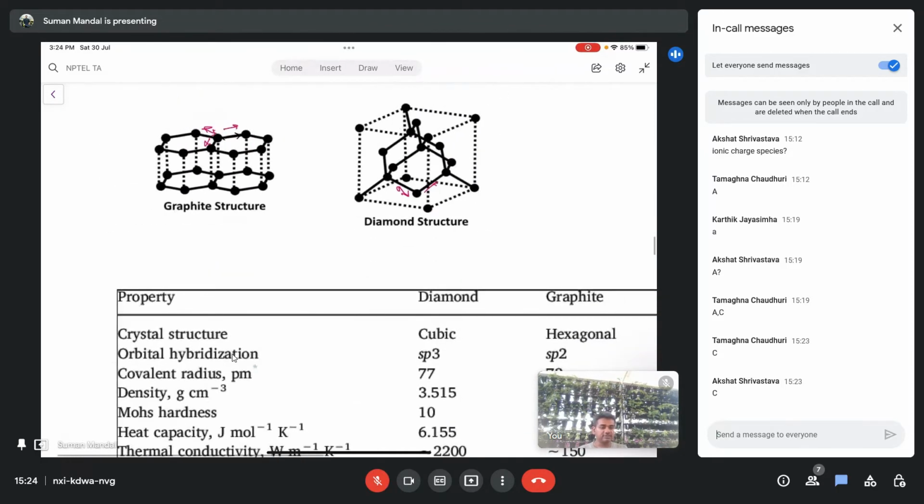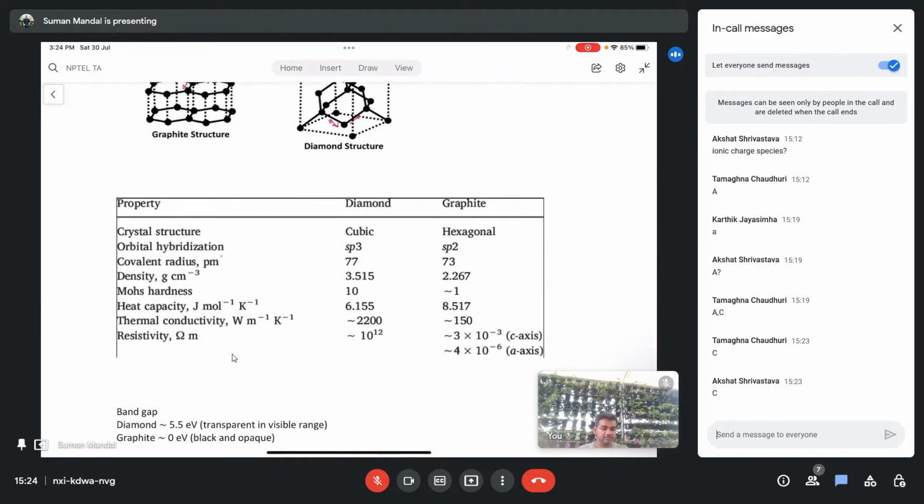Now let us look at some properties of these two materials. The crystal is cubic here, but hexagonal in the case of graphite. It has sp3 hybridized carbon, whereas graphite has sp2 hybridized carbon. There are some very interesting things in the case of thermal conductivity and resistivity. Diamond is a better thermal conductor than graphite, whereas graphite is more electrically conductive than diamond. So if you want a thermal conductor, you use diamond. If you want an electronic conductor, you use graphite.